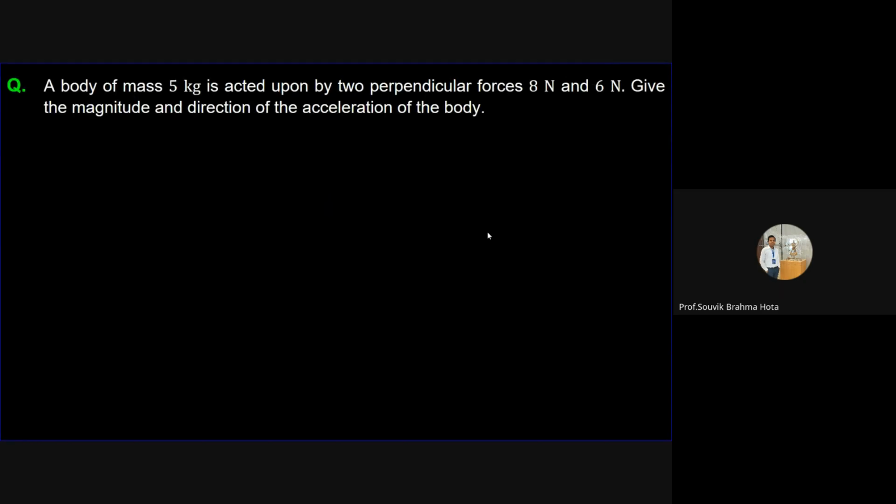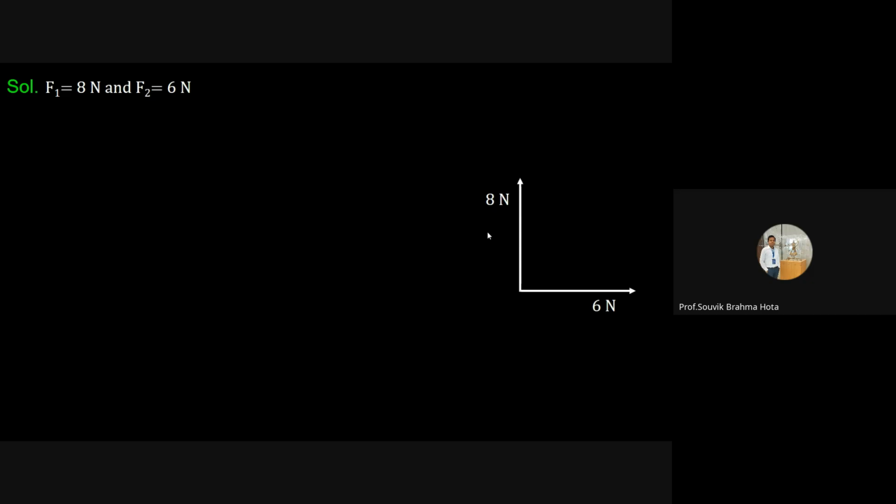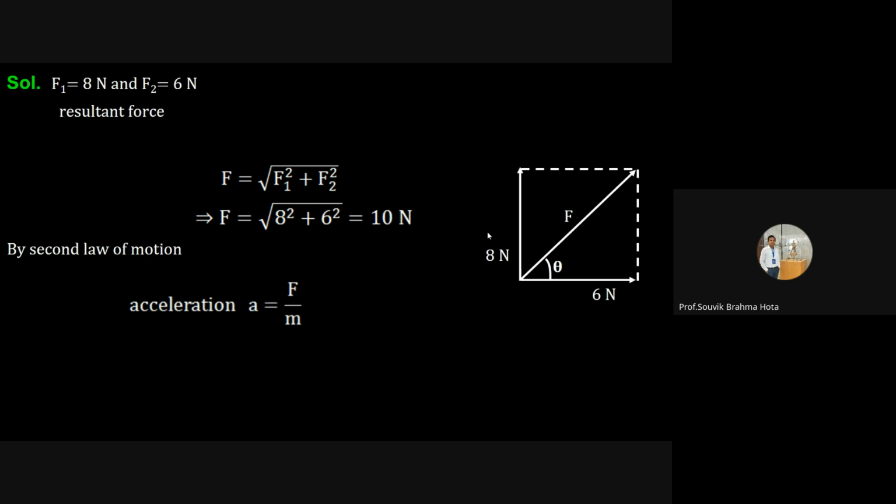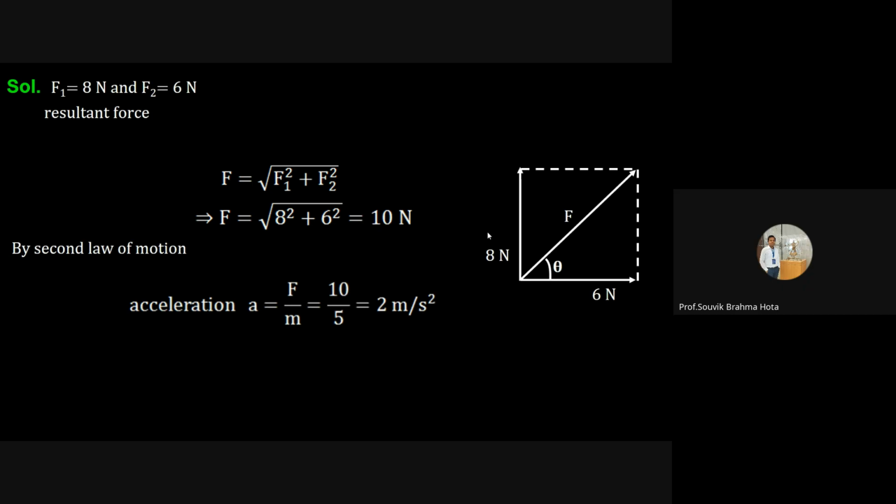Now, a body of mass 5 kg is acted upon by two perpendicular forces, 8 Newton and 6 Newton. Give the magnitude and direction of the acceleration of the body. See, 8 Newton and 6 Newton, two forces. Resultant is square root of 8 square plus 6 square, so 10. Now, we know F is equal to ma, so a is equal to F by m. F is 10 Newton, m is 5, so 2 meter per second square acceleration.